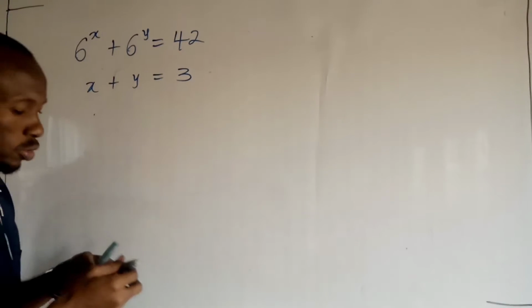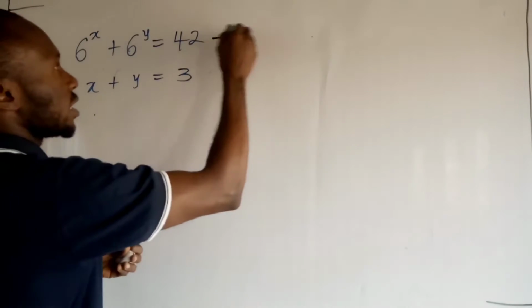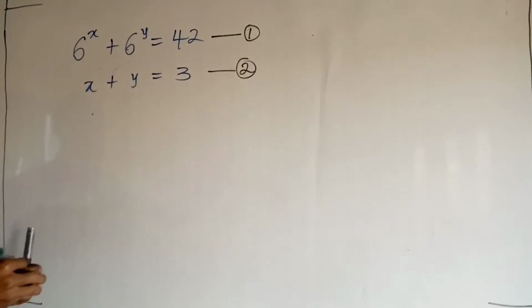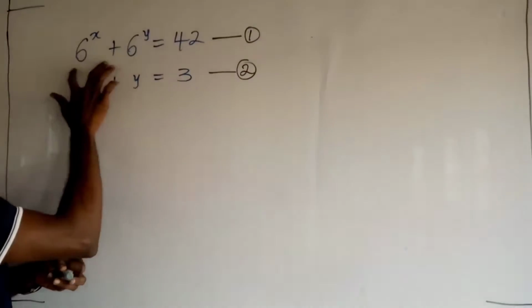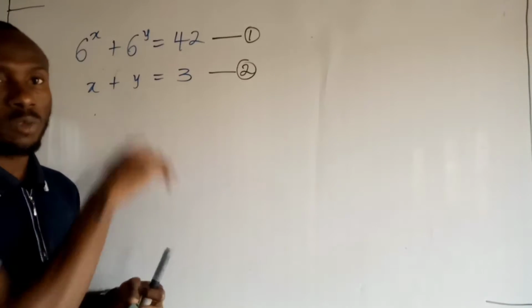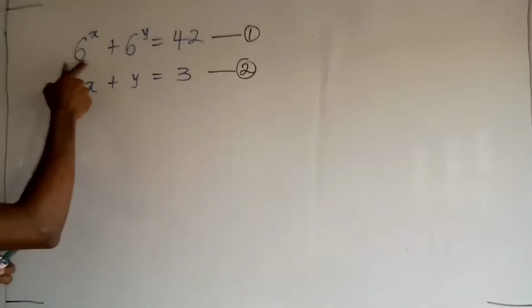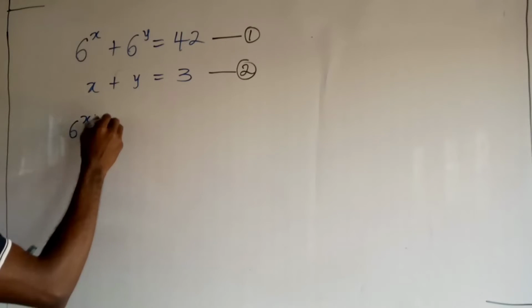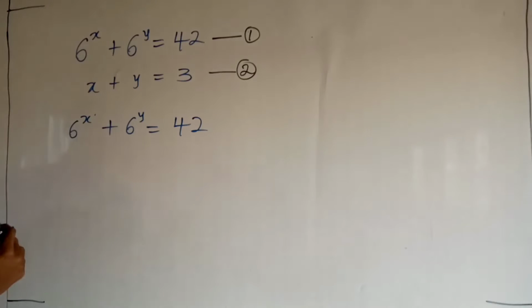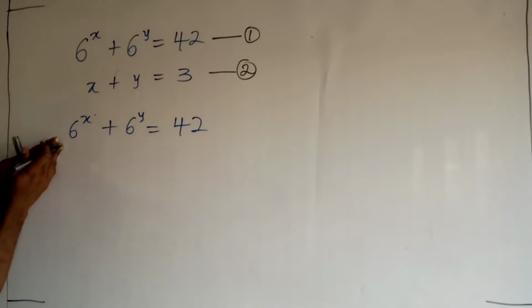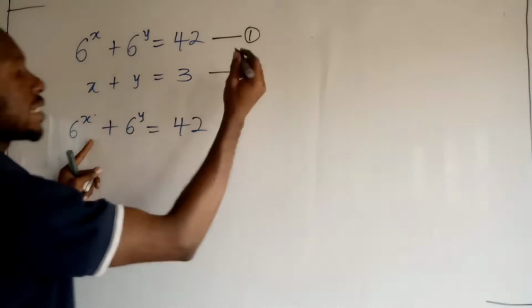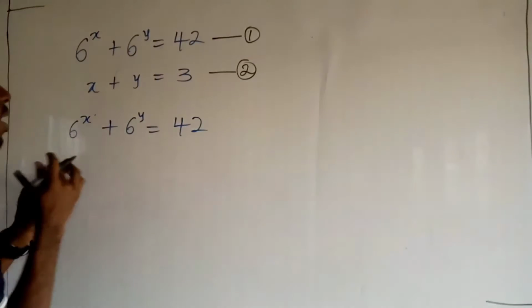Now the first thing I want to do, I would like to name this equation 1, and I'll name this equation 2, okay? If you look at equation 1, I'm going to do a constructive calculation right now on equation 1. I have equation 1 to be 6 to the power x plus 6 to the power y is equal to 42. Okay, so if I decide to multiply both sides by 6 to the power y in equation 1, I will have this.